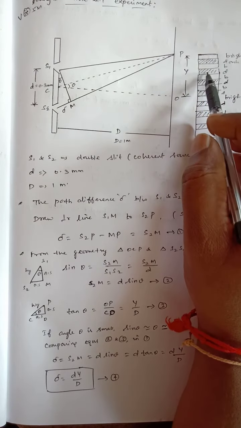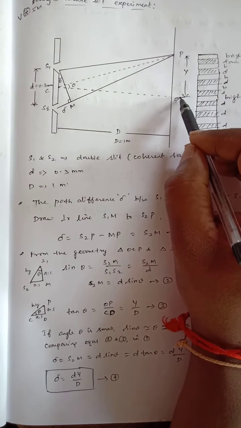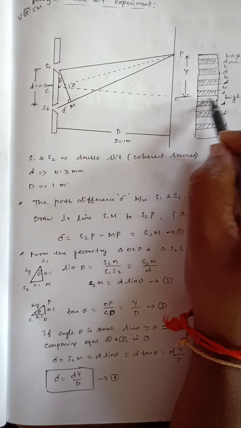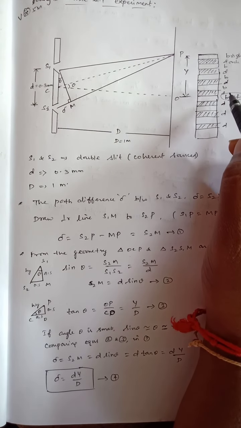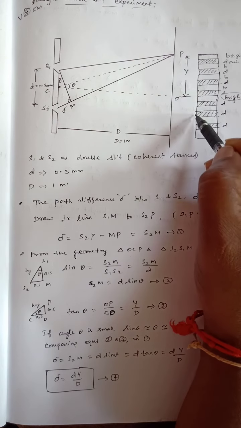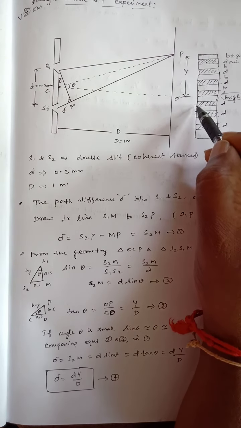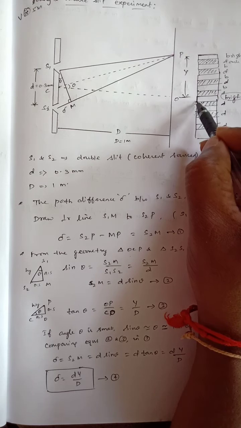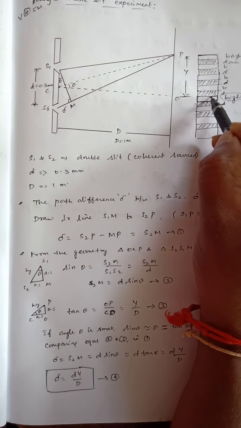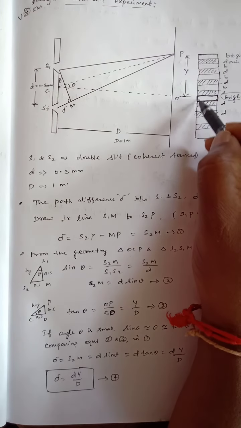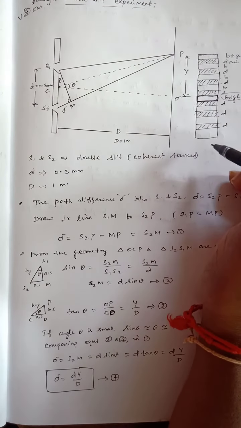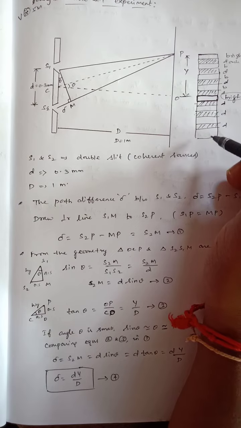Bright, dark, like this alternately, but the center is always bright only. Now what is the bandwidth? You know it is the distance between two consecutive dark or bright fringes. This exact thickness is called bandwidth. All the bandwidths are equal in the fringes on the screen. So this formula is there.